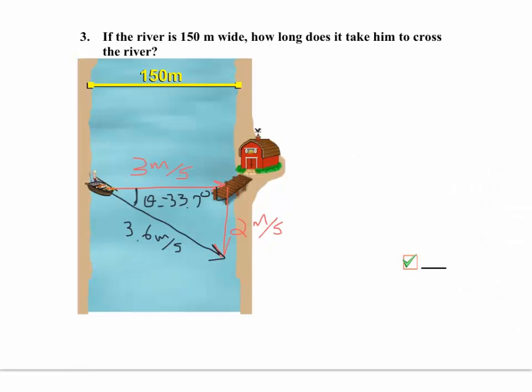Alright, on to number 3. Now this is the most common mistake year in and year out when we do these types of problems, and that is when kids do not align the displacement and velocity vectors before plugging into their equation.